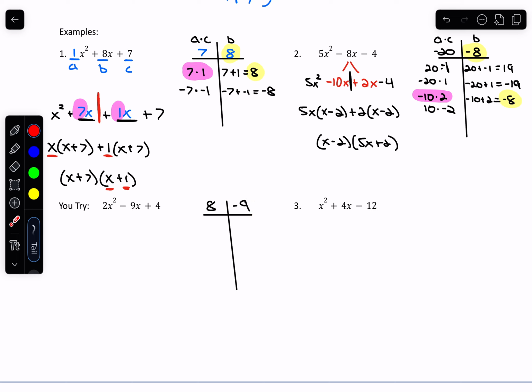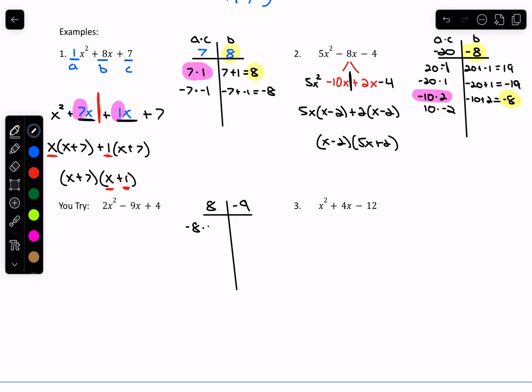Whenever the b term is negative, but the AC term is positive, that means both of your numbers will have to be negative. Because the only way you can get a positive from multiplication is by multiplying either two positives or two negatives. But in order to get a negative for the b term, we're going to need both those numbers to be negative. So we can go ahead and start trying things that multiply to give us 8. And again, I need them both to be negative.